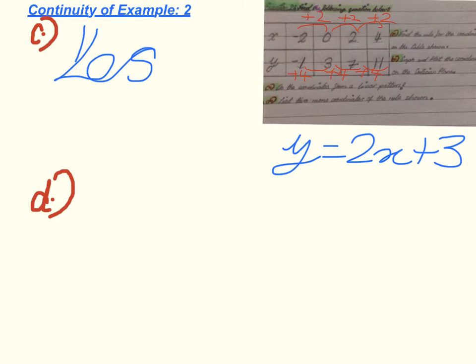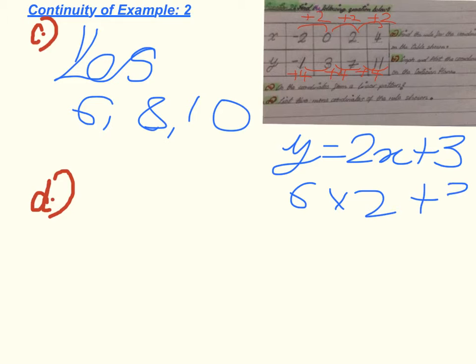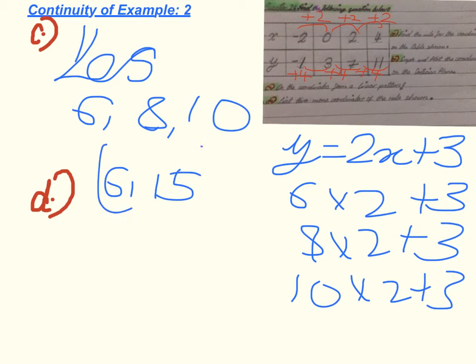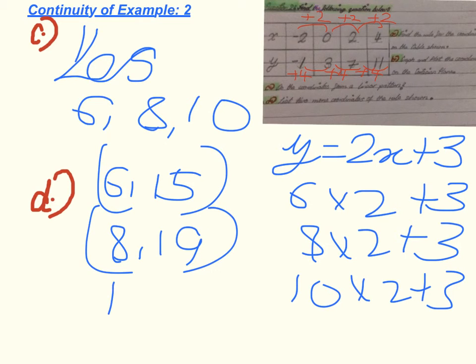We can just apply that to the next x values. The x values will be 6, 8, and 10. So 6 times 2 plus 3, 8 times 2 plus 3, and 10 times 2 plus 3. 6 times 2 is 12, plus 3 is 15. So 6 and 15, 8 and 19 as the second one, and 10 and 23 as the last but not the least one.